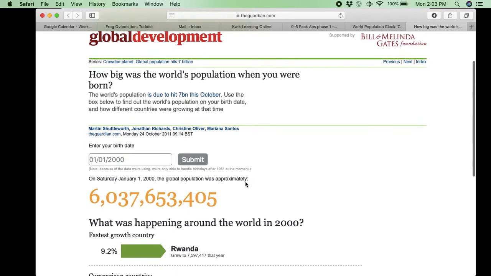So there were about 6 billion people on the planet if you're about to turn 21, basically. And today we're at 7.8 billion. So we've added 1.8 billion people in the last roughly 21 years.